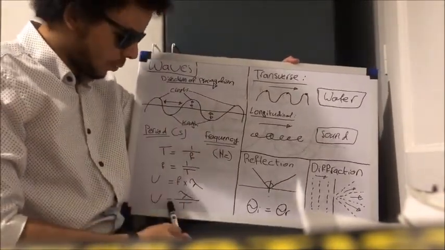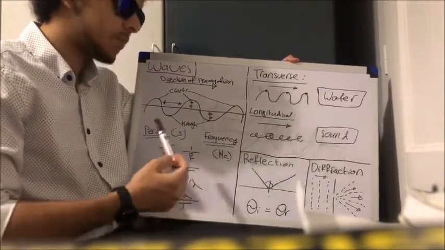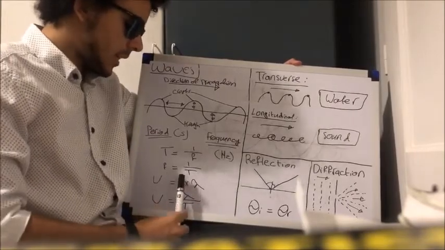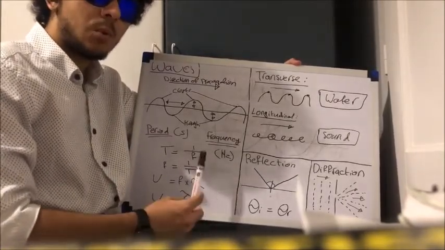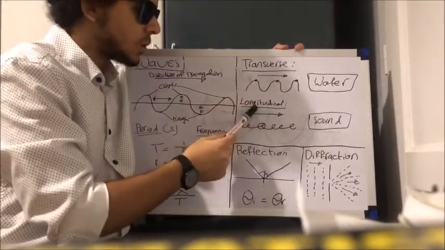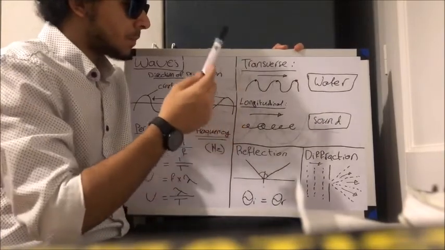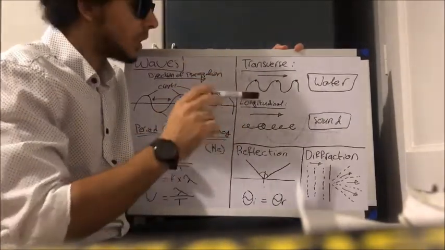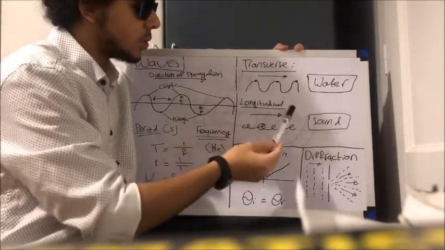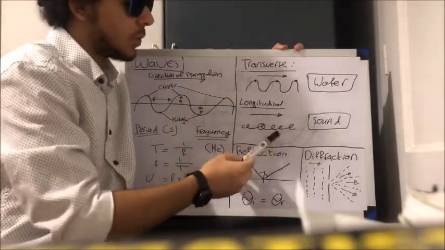We have a couple of equations here. T, our time, equals 1 over frequency, and time and frequency are inversely proportional. Velocity equals frequency times wavelength, or wavelength over time. We have two types of waves, transverse and longitudinal. Transverse, energy particles in the wave vibrate perpendicularly to the direction of the wave, like water waves. Longitudinal, energy particles vibrate parallel to the direction of the wave, like sound waves.